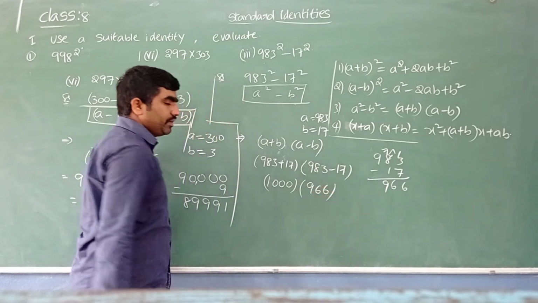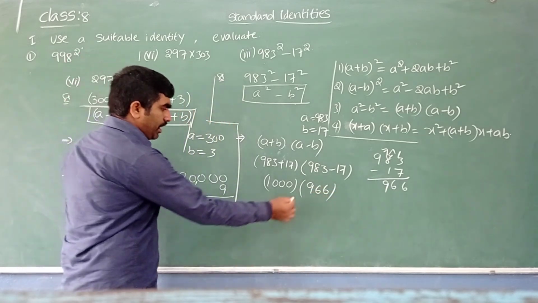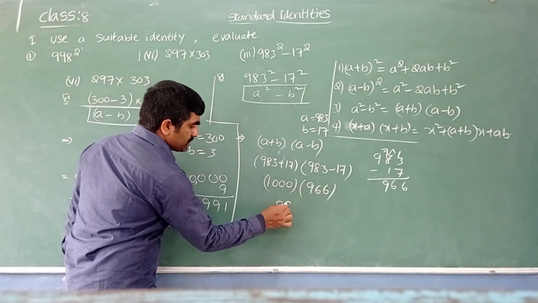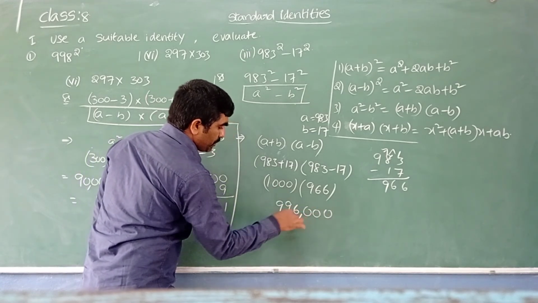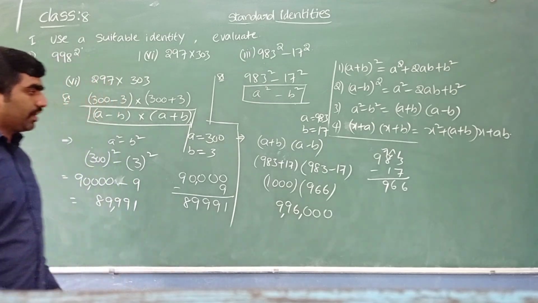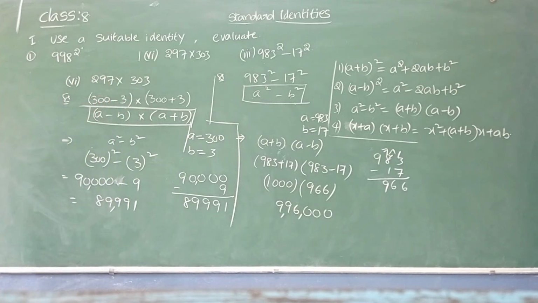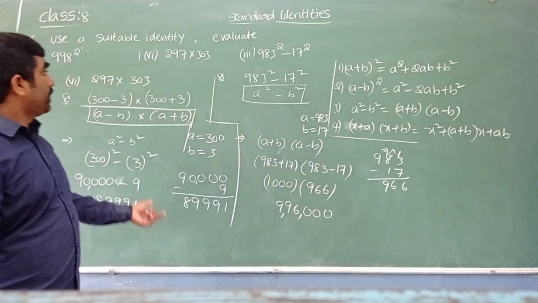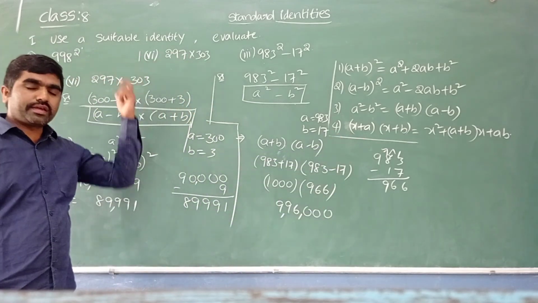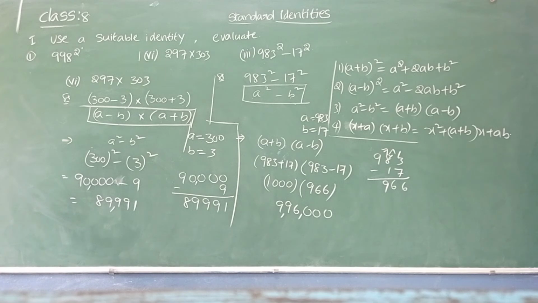How can I multiply? It is easy to multiply. 966 ones are 966. 3 zeros, you write here 3 zeros. Now put the commas. 9,96,000. Hope it is clear. Algebraic identities are useful to find the product of numerical expressions or algebraic expressions also.